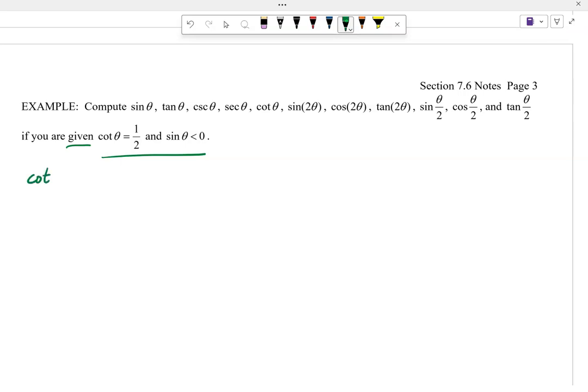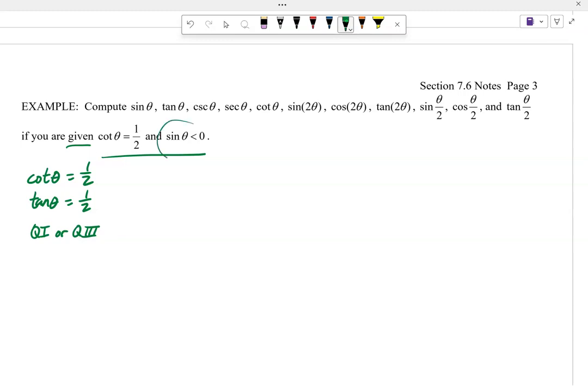If the cotangent is 1/2, and I know the tangent is the reciprocal of cotangent, that means the tangent's 2. Tangent is sine over cosine, so sine and cosine are both positive or both negative. So this gives me either quadrant 1, or quadrant 3 where both sine and cosine are negative. Negative over negative would be a positive, right?